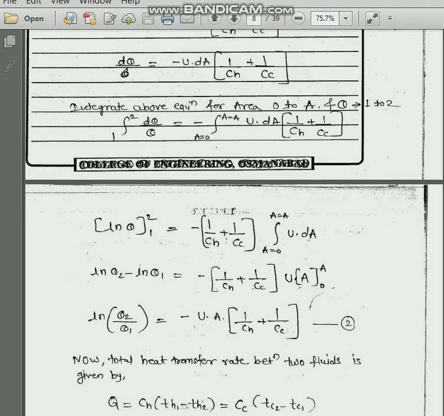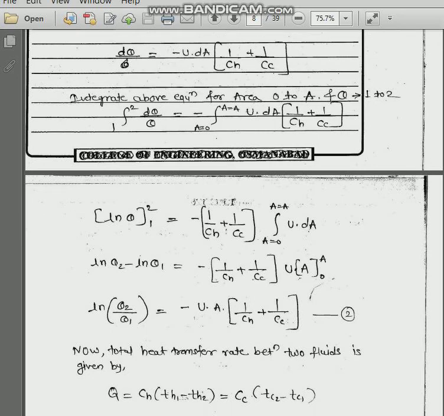So ln theta 2 minus ln theta 1 is equal to, this bracket remains same, this U remains same as we have considered it as a constant, and integration of dA will be A, and the limits are 0 to A. Now as per the rule of logs, we will have ln of theta 2 divided by theta 1 is equal to minus UA, this bracket remains same. We will give this equation number 2.